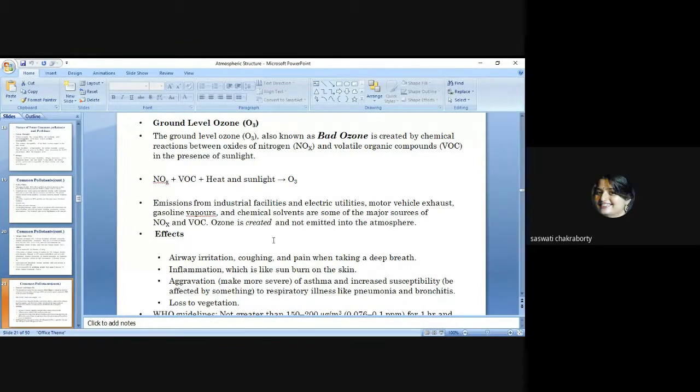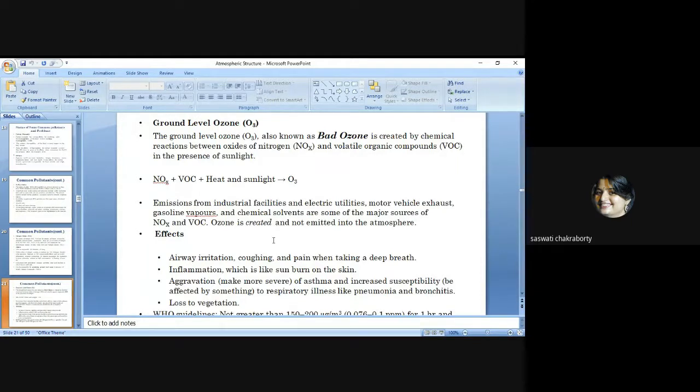Okay, now ground level ozone. Why did I say that ground level ozone is not good? Because at ground level, we need oxygen to breathe. We do not need ozone. Ozone is required to protect our Earth from the harmful rays of the sun. But at ground level, if our oxygen gets converted into ozone, then it will be suffocating for us to stay.